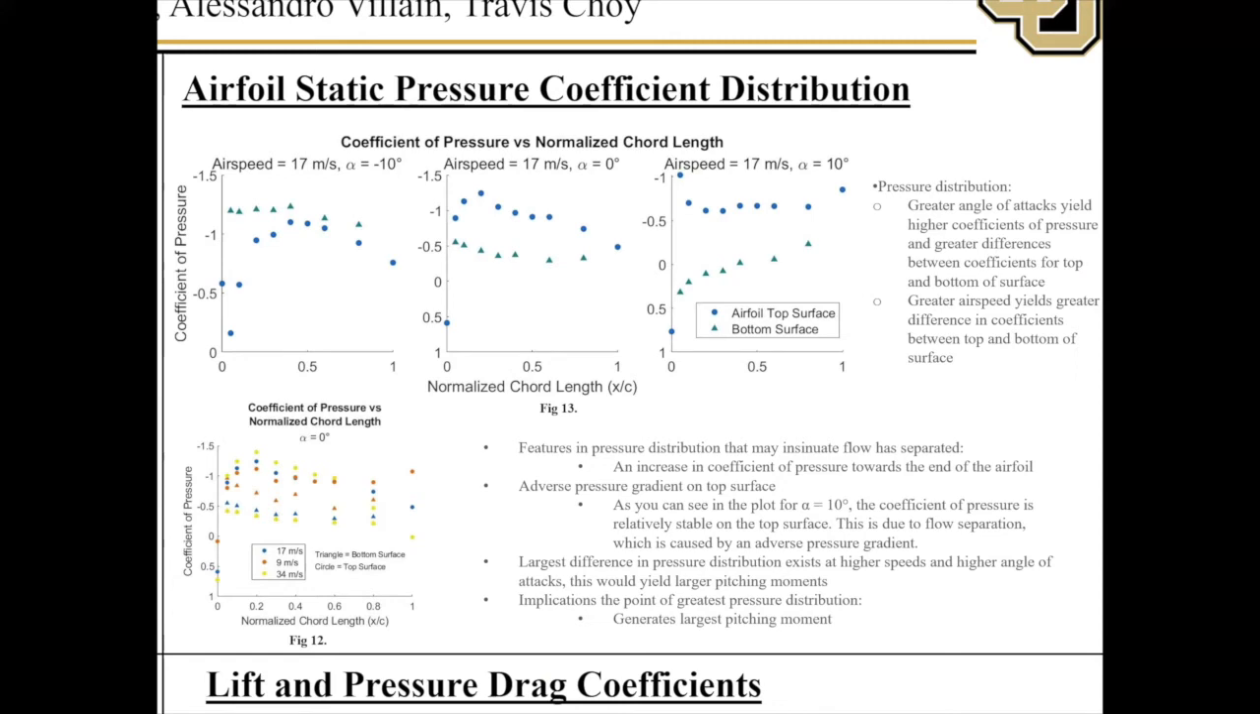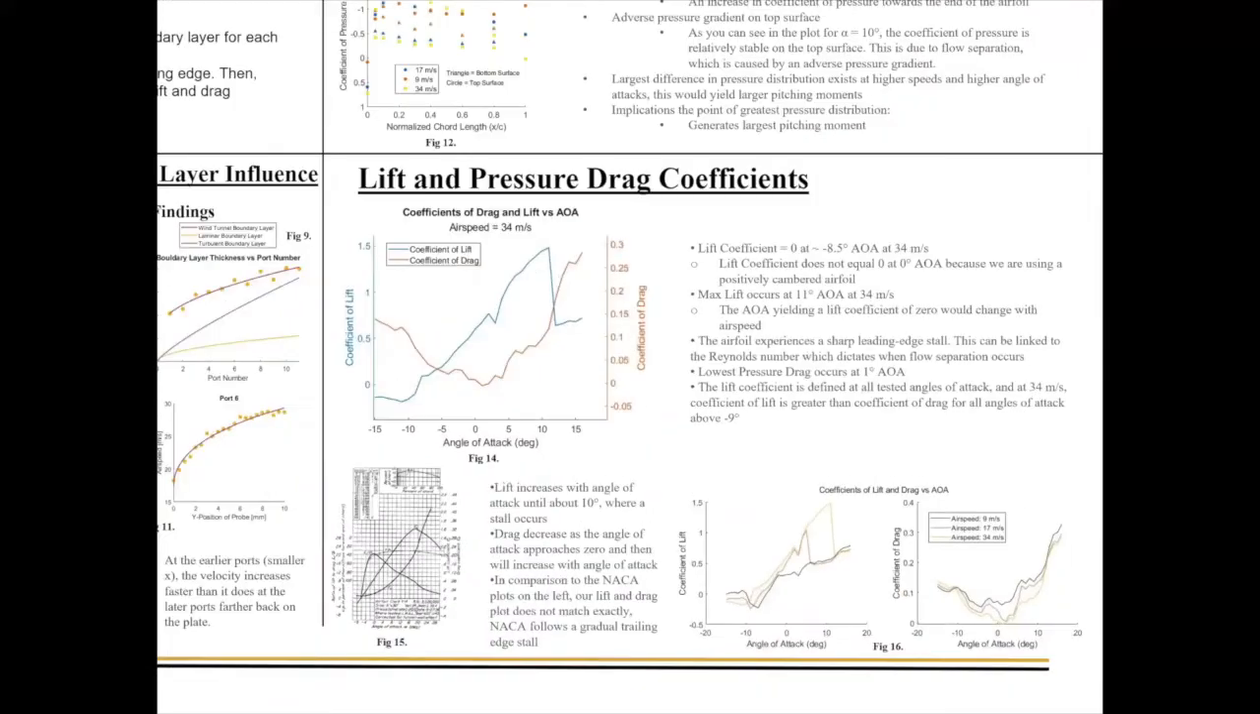Additionally, the greatest pressure difference between the top and the bottom of the airfoil happens before or at the quarter chord. This creates an upward moment because of the differential in pressure. In conclusion, flow separation occurs at the trailing edge as velocity decreases or as the pitch increases, and there occurs an upward moment on the airfoil due to the pressures, the sum of all the pressures happening on the airfoil as it goes through an airstream. That concludes the airfoil static pressure portion of this presentation.